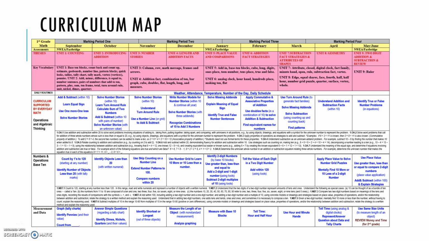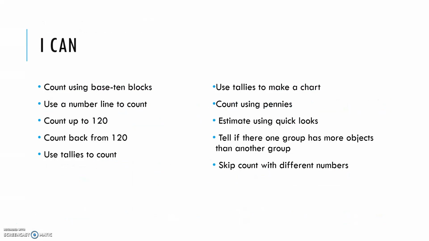Some of the key vocabulary for counting is base 10 blocks, counting back and counting up, estimating, pattern blocks, different things like that, which you can see in our I can statements. So some of my I can statements based on that key vocabulary and September curriculum map are counting with base 10 blocks, using a number line to count, counting up to 120 and counting back from 120 because that is part of our standards. And you will be able to see that in the assessment that we have.